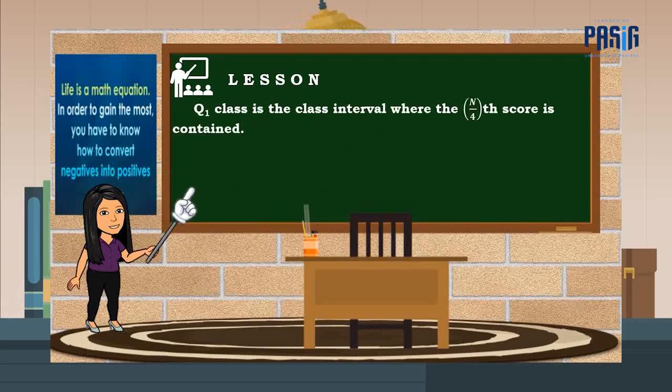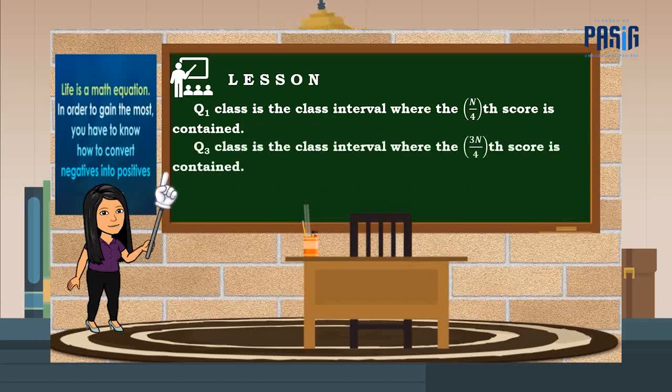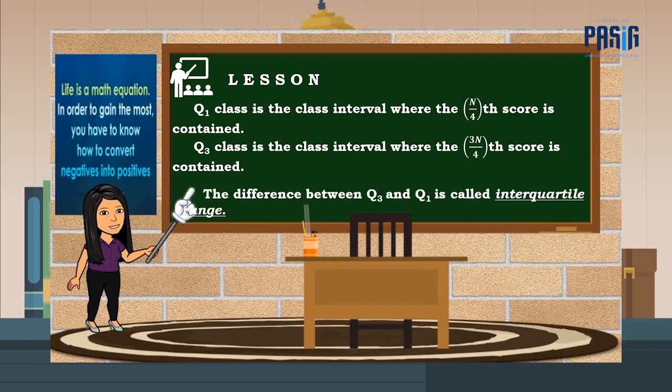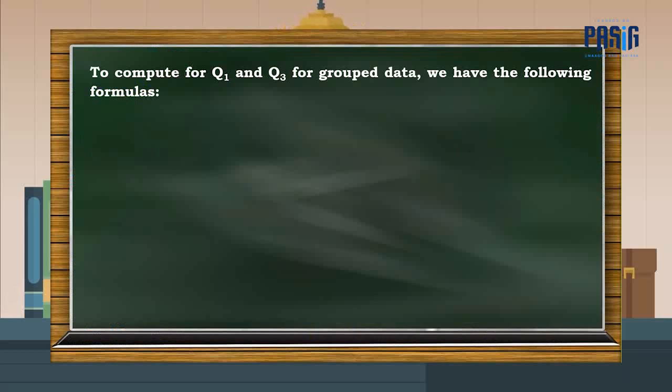Q sub 1 class is the class interval where the n divided by 4th score is contained. Q sub 3 class is the class interval where the quantity of 3 times n over 4th score is contained. The difference between Q sub 3 and Q sub 1 is called interquartile range. To compute for Q sub 1 and Q sub 3 for group data, we have the following formulas.